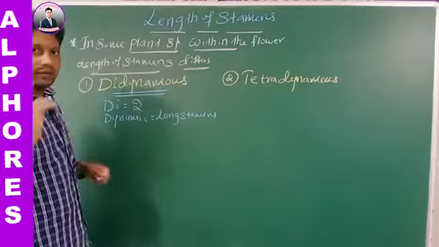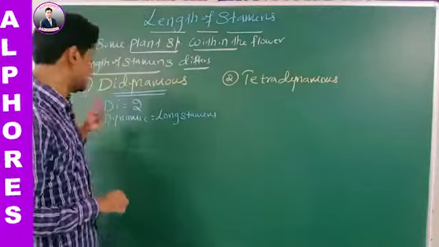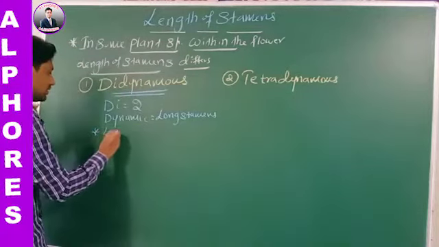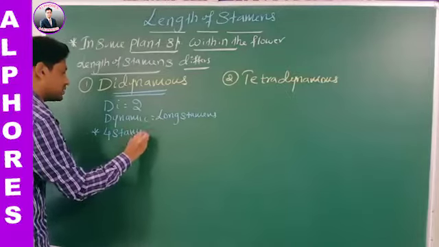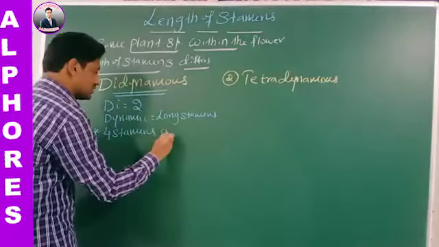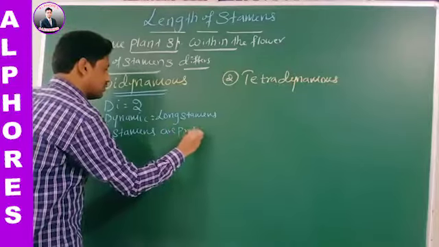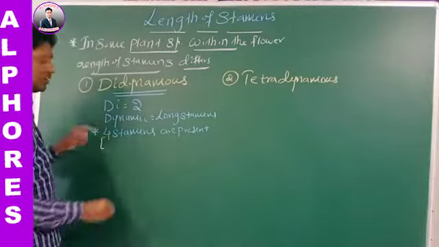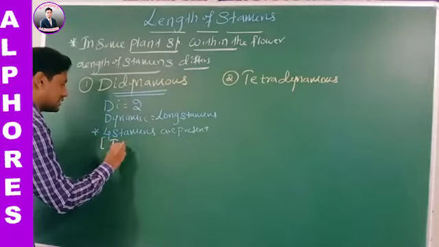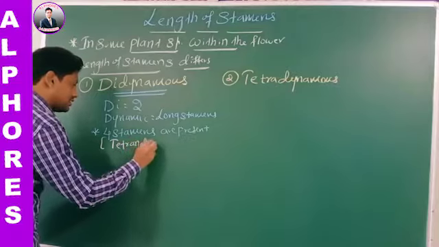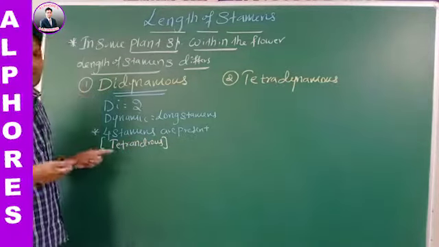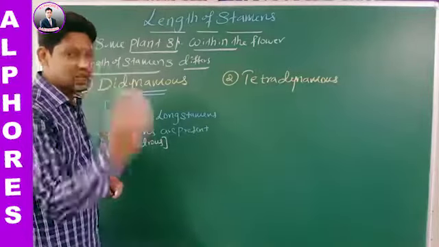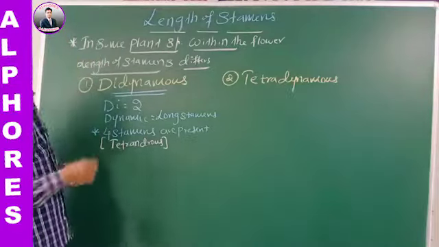Now you should be very careful with the statements. Listen here. In didynamis, 4 stamens are present. If an androecium has 4 stamens, we should call that androecium tetrandrous. Tetra means 4. What are the 4? Stamens. There is a tetrandrous androecium.